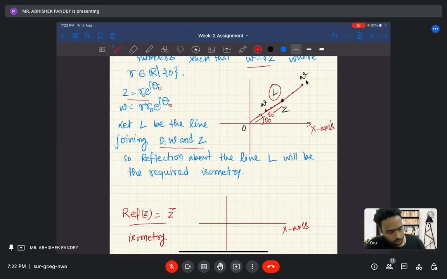So reflection means whatever will be here, suppose Z is there, so it will come here under the reflection, Z naught. So this is the reflection of Z. You can find this using elementary coordinate geometry, the perpendicular distance. You can find the coordinate of this point, suppose it is x naught comma y naught, and the coordinate of this point will be your required mapping.